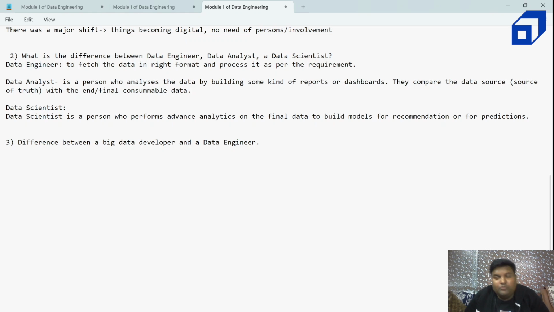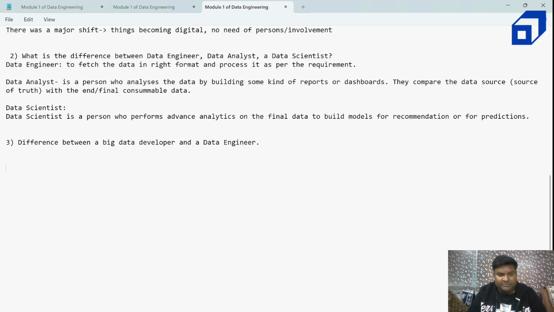And post 2005, the terminology got changed to data engineering. So if anyone asks you the difference between big data developer and data engineer, basically both are the same things. It's like interchangeable words. Just that there are some kind of skill sets here and there which are changing, but work-wise, the work is the same.